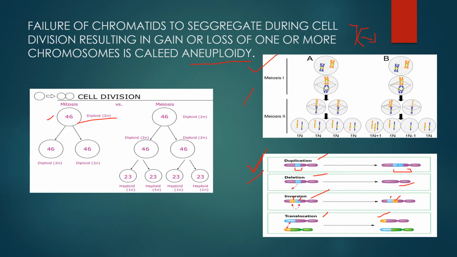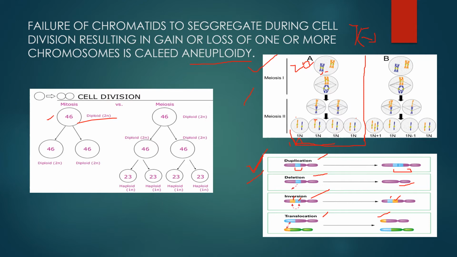Let me explain here. This is meiosis. During meiosis, the segregation of chromosomes, the chromatids, happens. In normal meiosis from a diploid cell, 4 haploid cells are formed with the haploid number of chromosomes. The diploid cell has 2n chromosomes and haploid cells have 1n chromosomes. This is what happens during normal meiosis.